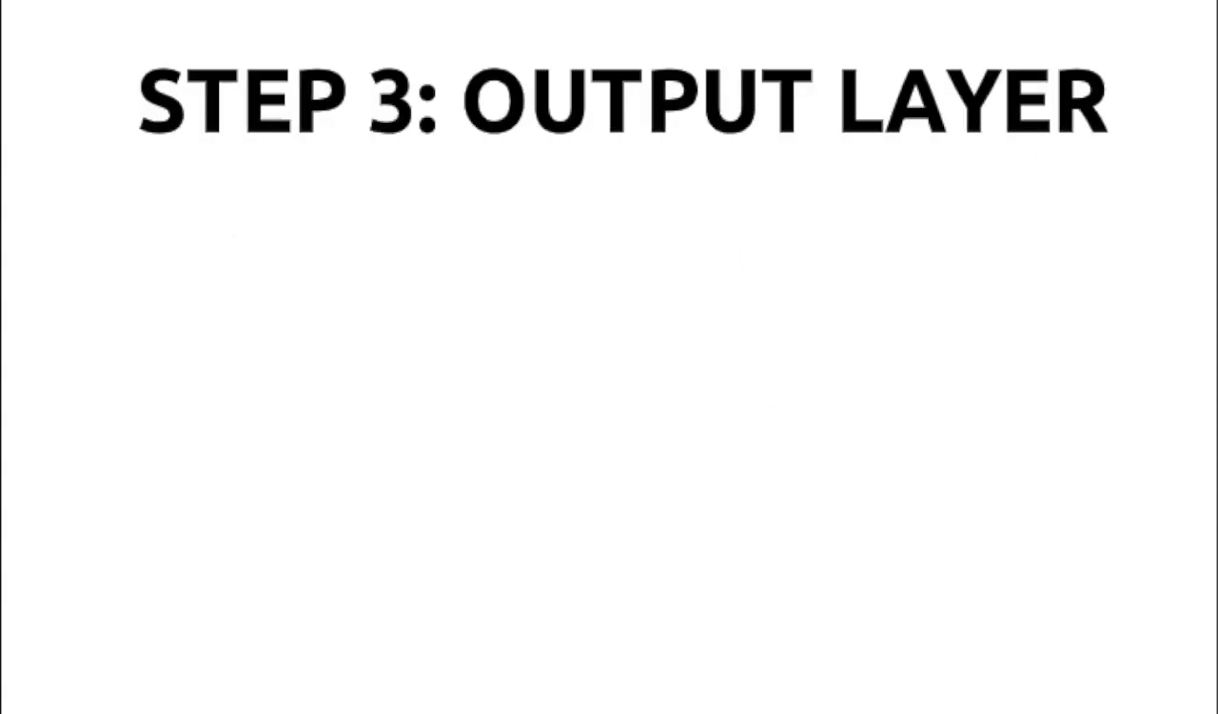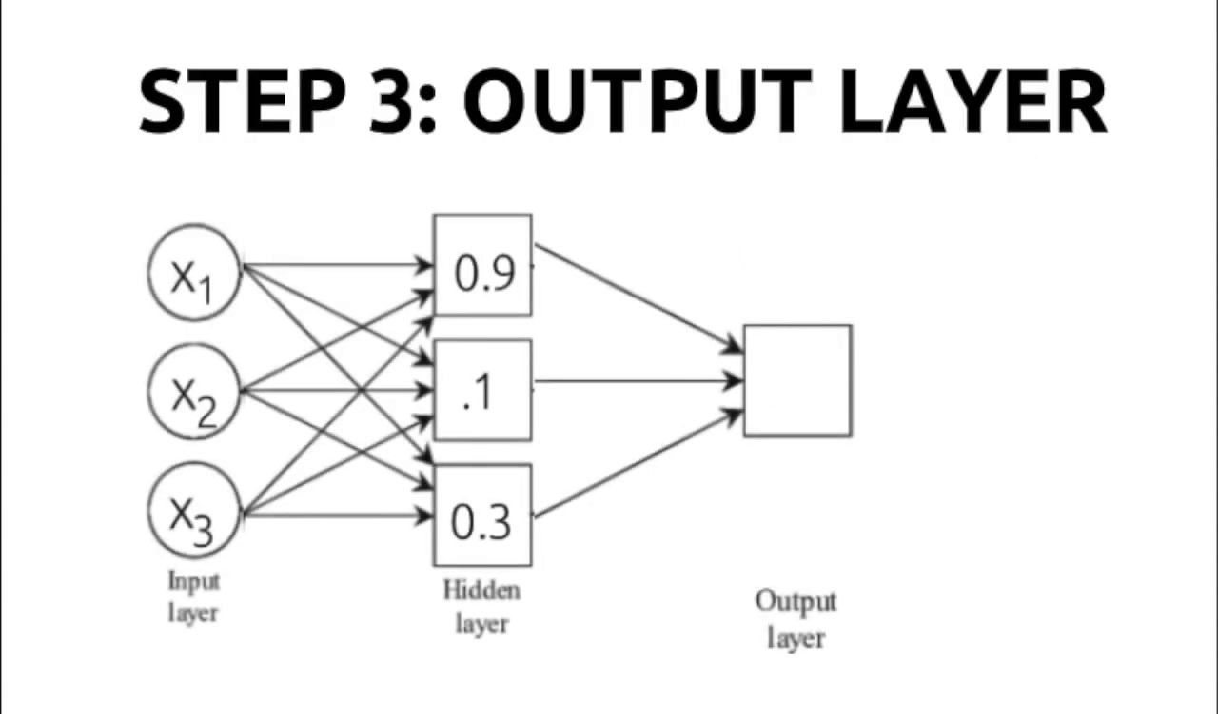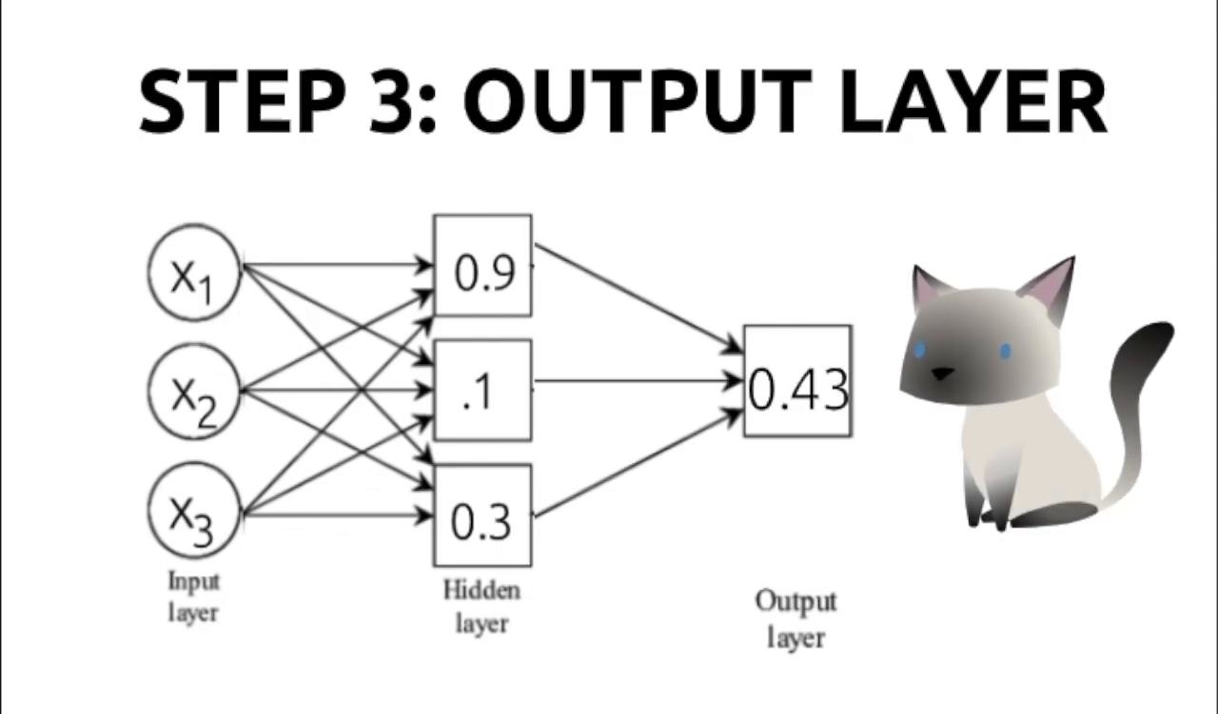Number 3, output layer. Finally, the probability outputs in the last hidden layer are analyzed, categorizing the image as a cat as opposed to a dog. Number 4, error calculation.